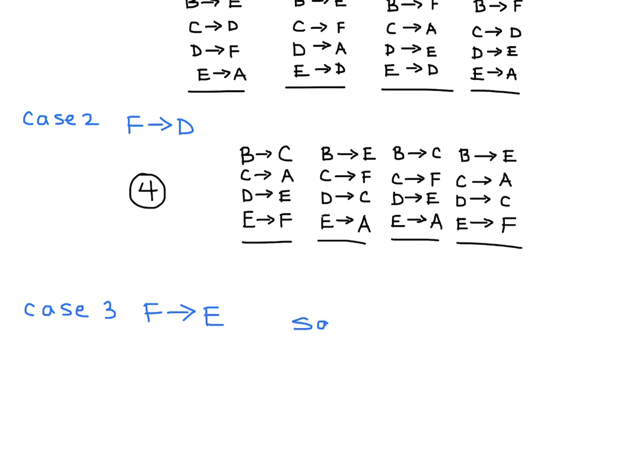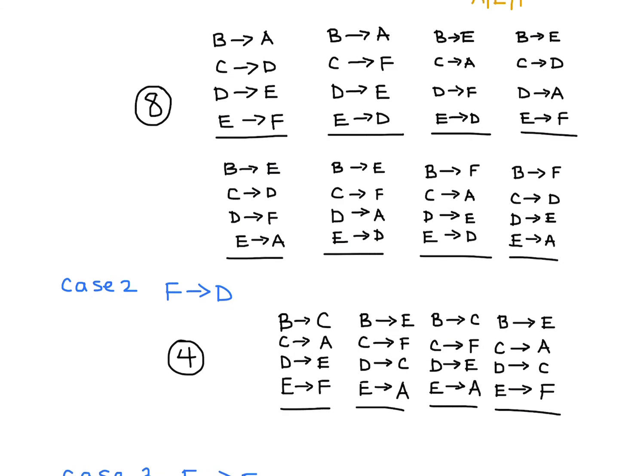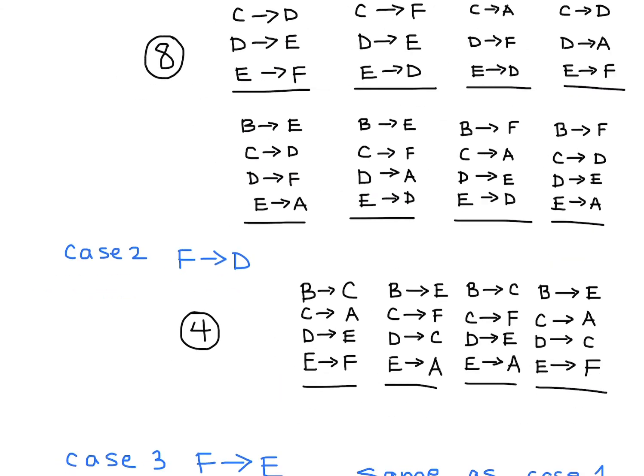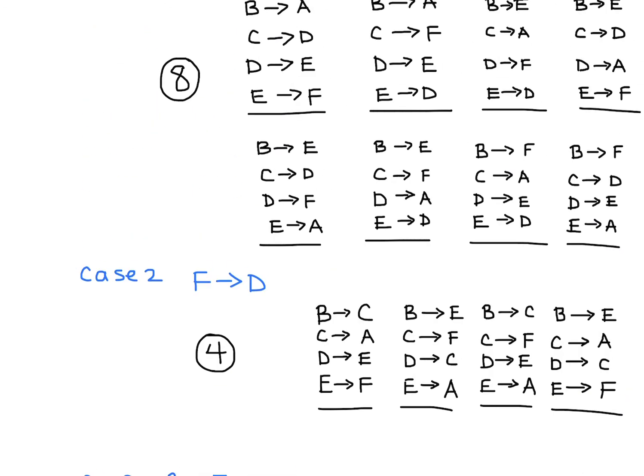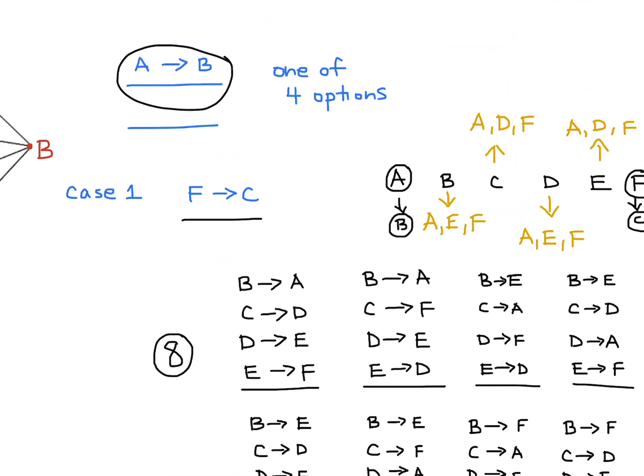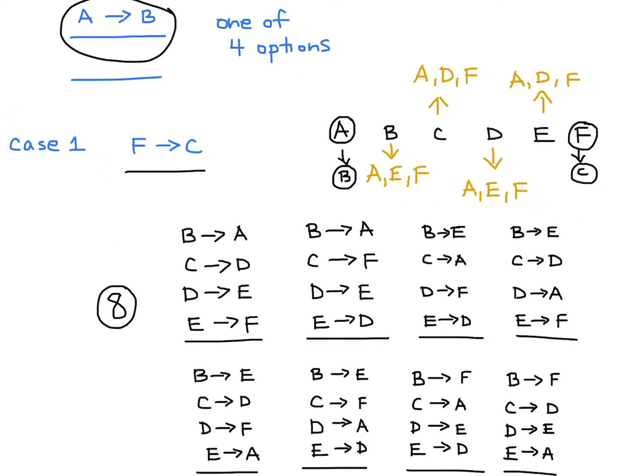And the good news is that this is the exact same as case number 1 in terms of the way you would approach it. So without laboring this to death, I'll just write that it's 8 possible scenarios, very similar to the way I did in case number 1. So there you go, we're done. 8 plus 4 plus 8 is 20. 20 possible ways that you can arrange these ants if A is going to B.